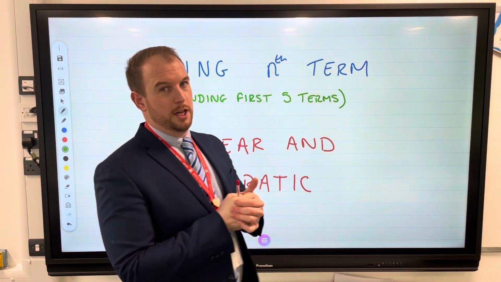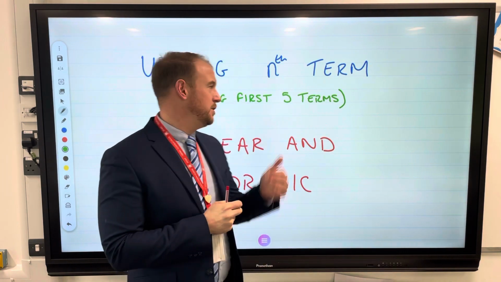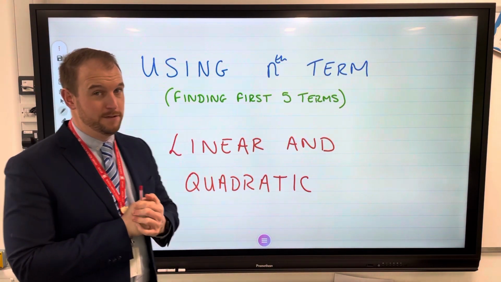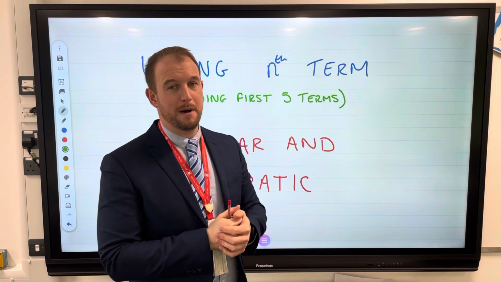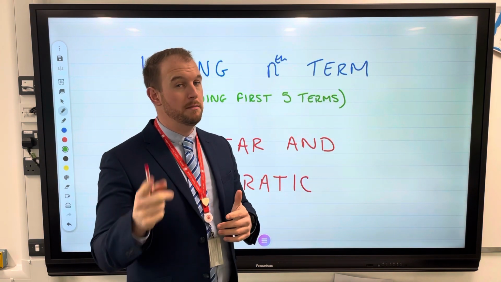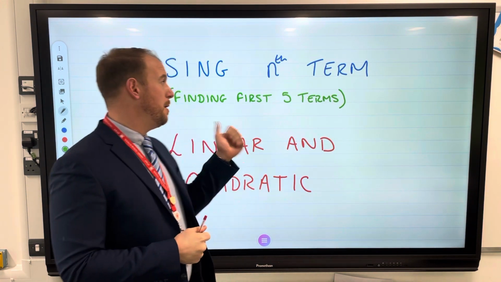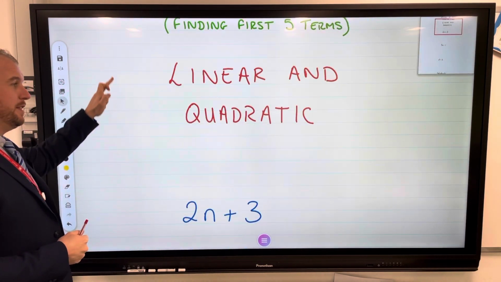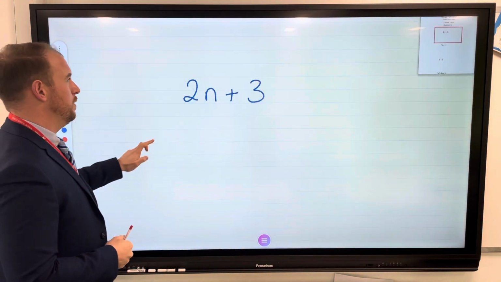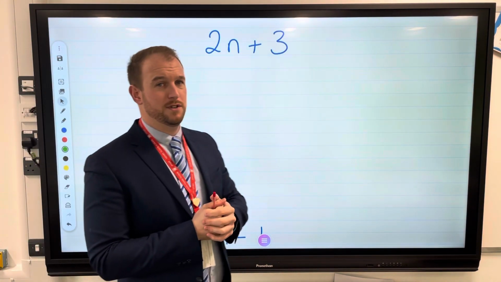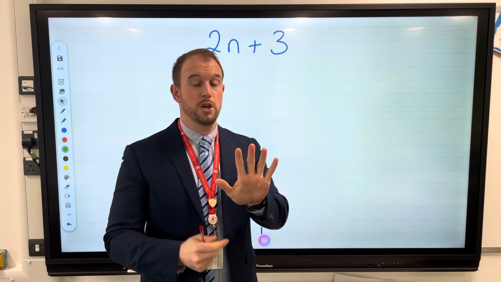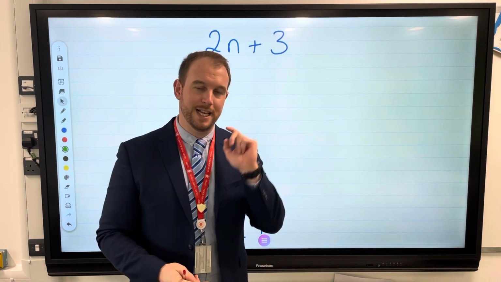So today we are looking at using the nth term. And as you can see there, we are finding the first 5 terms. I have got a separate video about finding the nth term, so it might be worth looking at that first. But here we're going to be given an nth term, which is 2n plus 3, and we have to give the first 5 numbers, or the first 5 terms of this sequence.